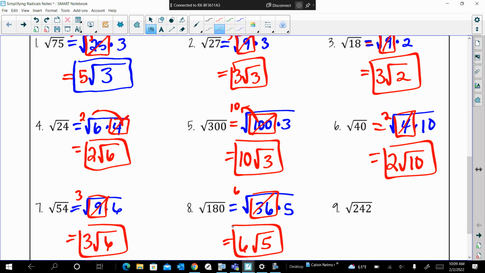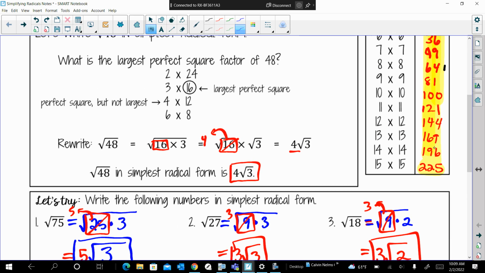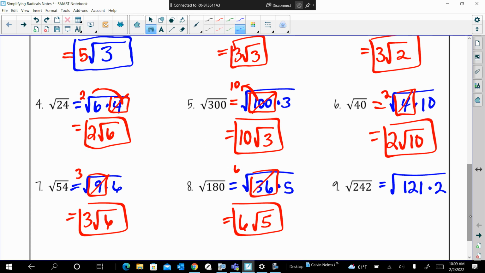Now we want 242. 121 times 2. 121 times 2 will give you 242. Guys, if you're not too sure what numbers to use, you should only pick these numbers here, and pick something that is divisible by the radicand. Okay? So 121 works. 121 times 2. 121 is the perfect square. What is the square root of 121? So 11. So that comes out to become 11. So this would be 11 root 2.